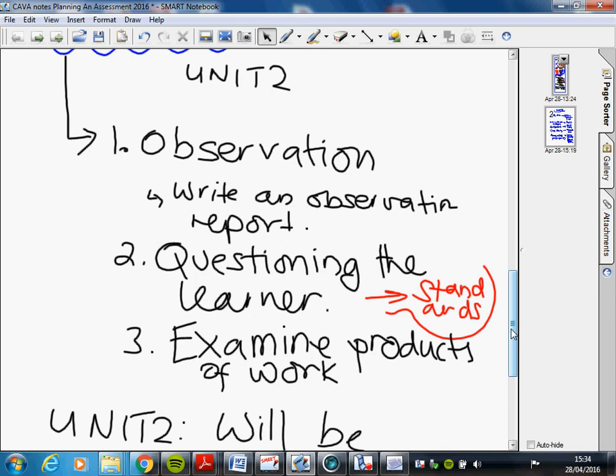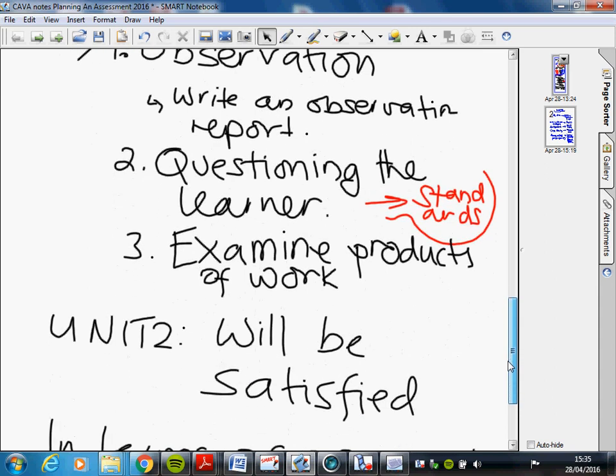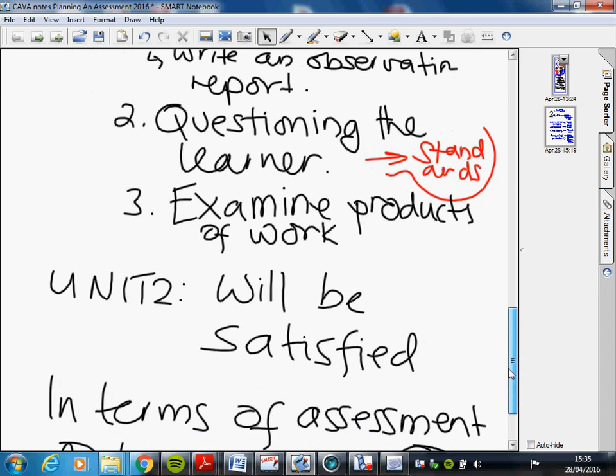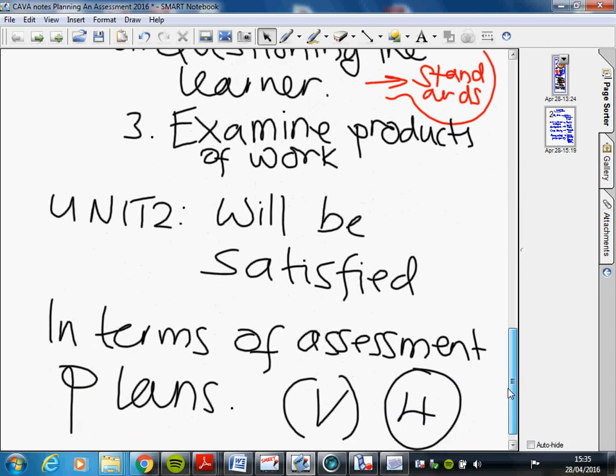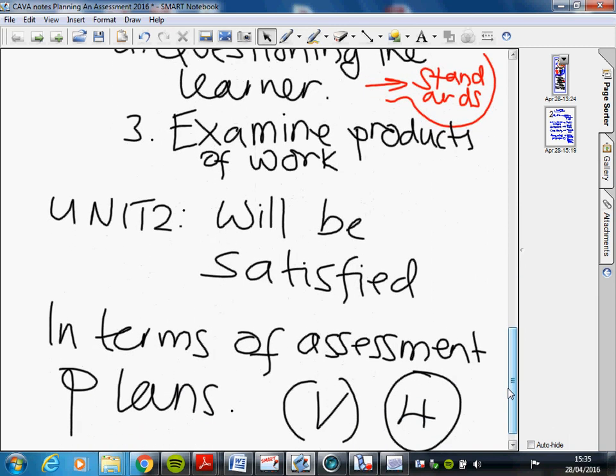And we said if there is no tangible product, like in some of the disciplines, you may look at how the service is produced, is given out in that place. Then, if you really do this, you'll have satisfied Unit 2 in terms of assessment plans, because that's what you require to put as content.